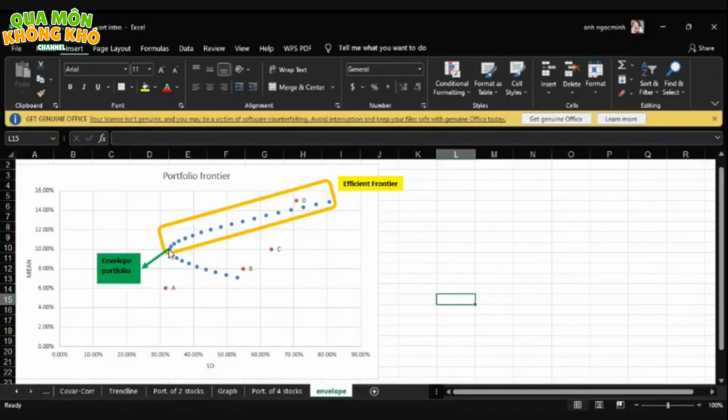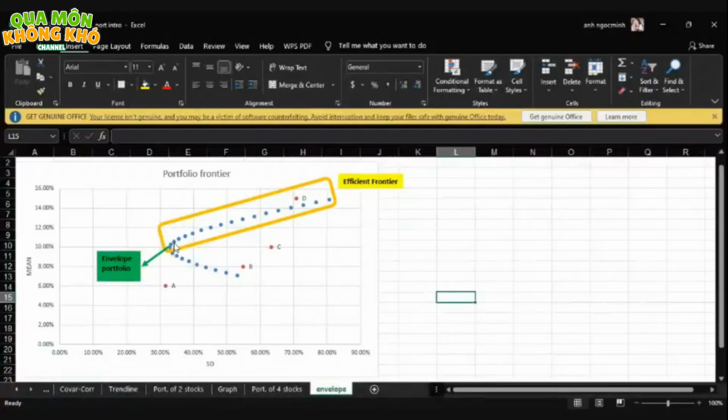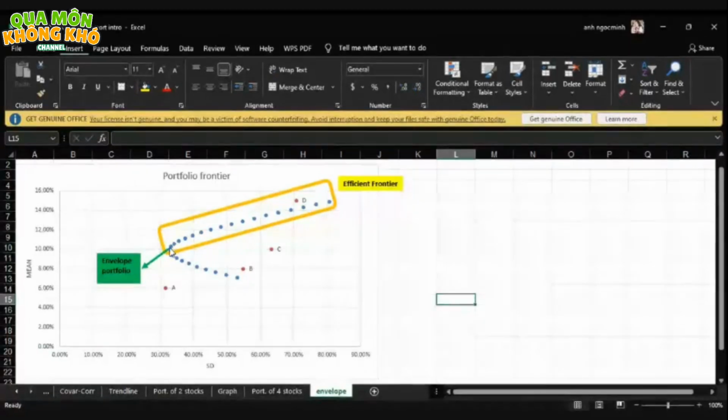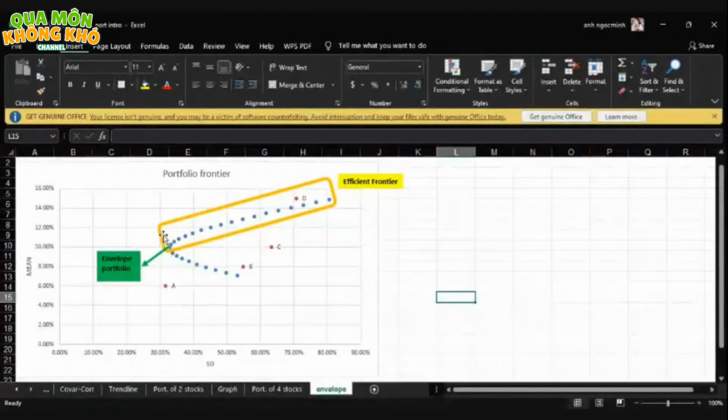An efficient portfolio is the portfolio that gives the highest expected return of all portfolios having the same variance. And the points above the minimum variance, we can call the efficient frontier.